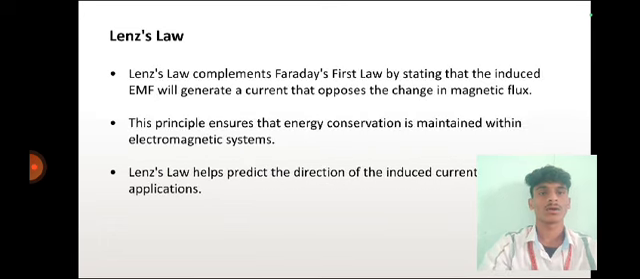Lenz's law complements Faraday's first law by stating that the induced EMF will generate a current that opposes the change in magnetic flux. This principle ensures that energy conversion is maintained within electromagnetic systems. Lenz's law helps predict the direction of the induced current in applications.